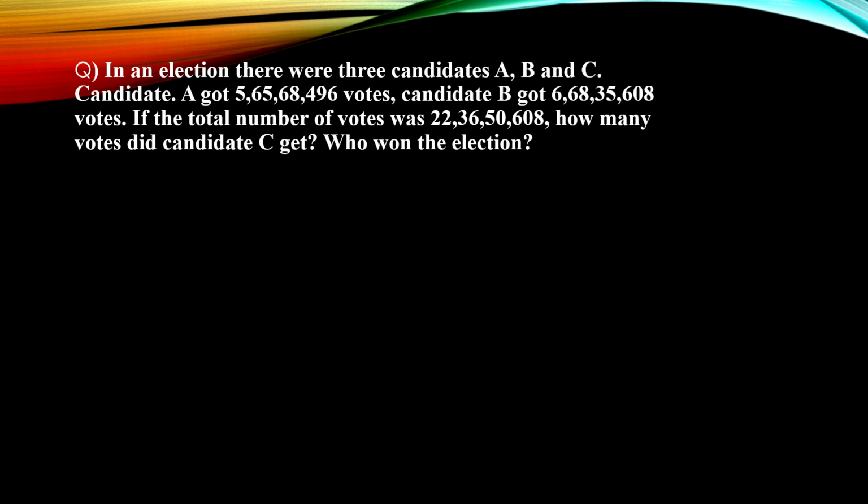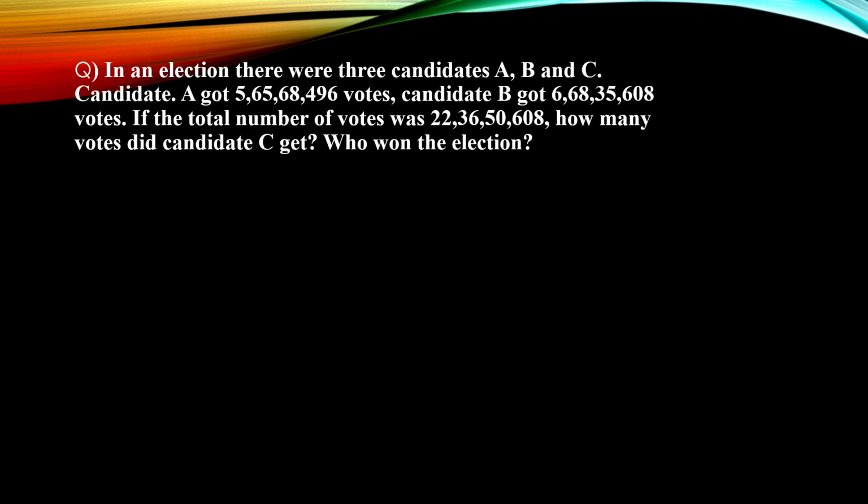In an election, there were three candidates, A, B, and C. Candidate A got 5 crore 65 lakh 68,496 votes. Candidate B got 6 crore 68 lakh 35,608 votes. If the total number of votes was 22 crore 36 lakh 50,608, how many votes did candidate C get? Who won the election?